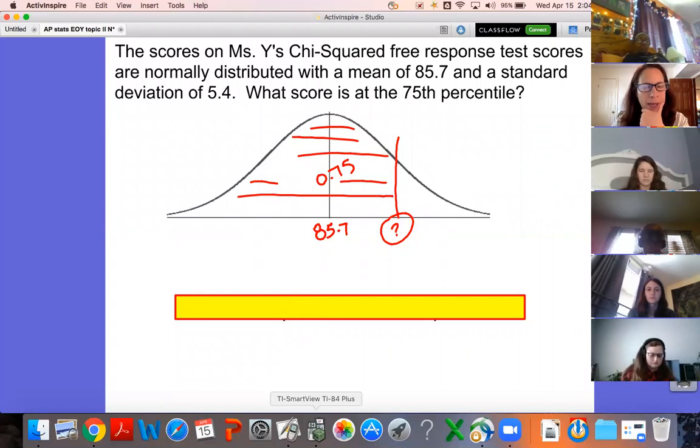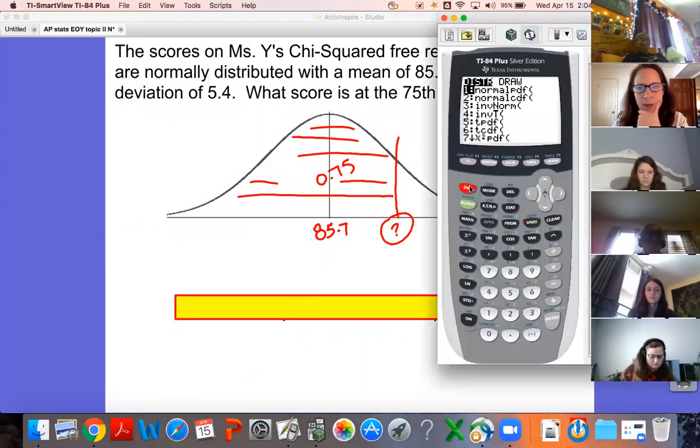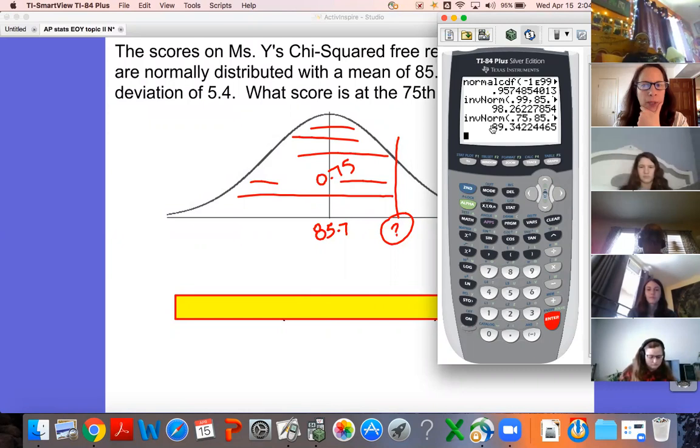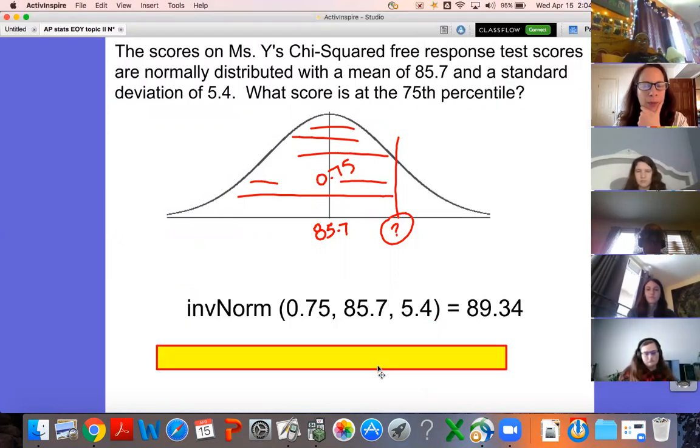So we would go back to normal CDF. I mean, second vars, inverse norm, number 3. And now I want the 75th percentile. Basically that means that this score, 75% of the scores are below it. So you'd have to have an 89.34.